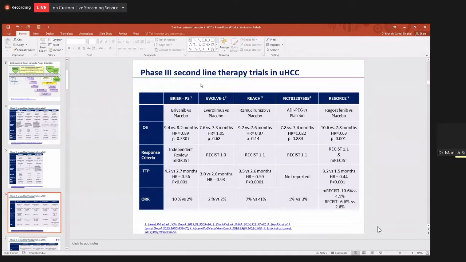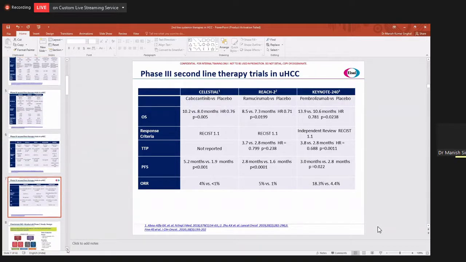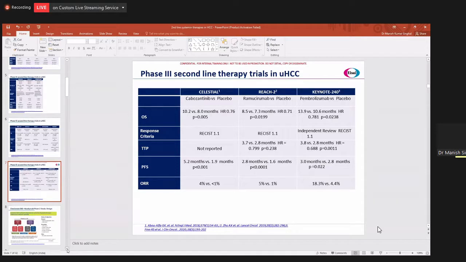But as far as the phase 3 second line therapy trials are concerned, there are various studies where median overall survival has been the primary endpoint. More or less these endpoints have not been met in various studies such as the BRISK and the EVOLVE trials. So everolimus and brivanib did not really make a mark, and ramucirumab also did not really make a mark overall, but it showed that in a pre-planned analysis where alpha-fetoprotein was more than 400, there was an improvement in overall survival. And since it was a pre-planned analysis, it could actually reach statistical significance, and that is the reason you see it as a category 1 indication for alpha-fetoprotein more than 400 in the NCCN guidelines.